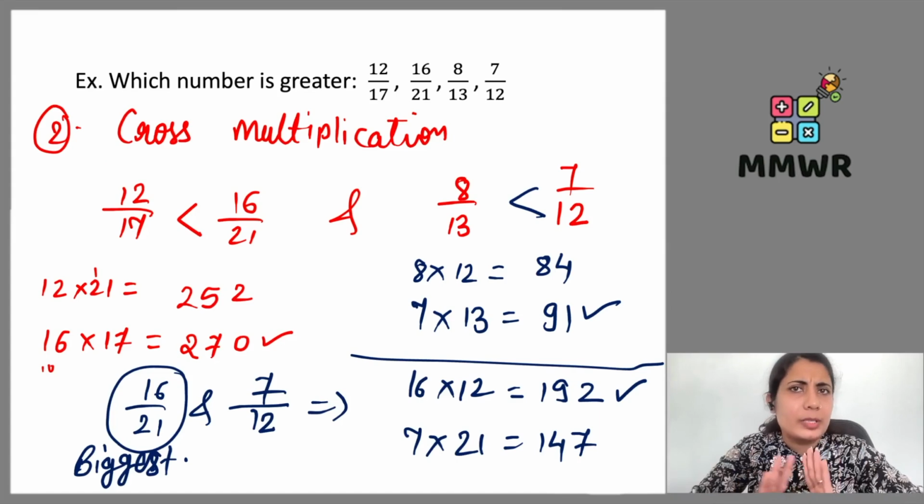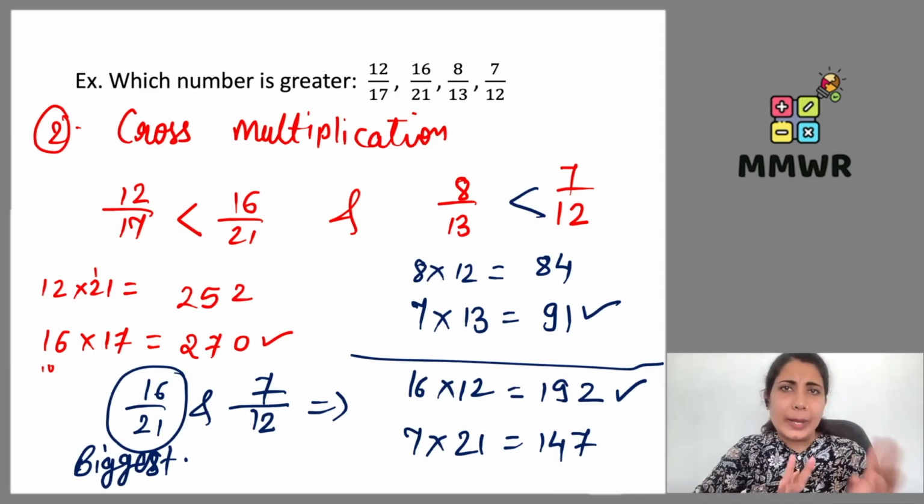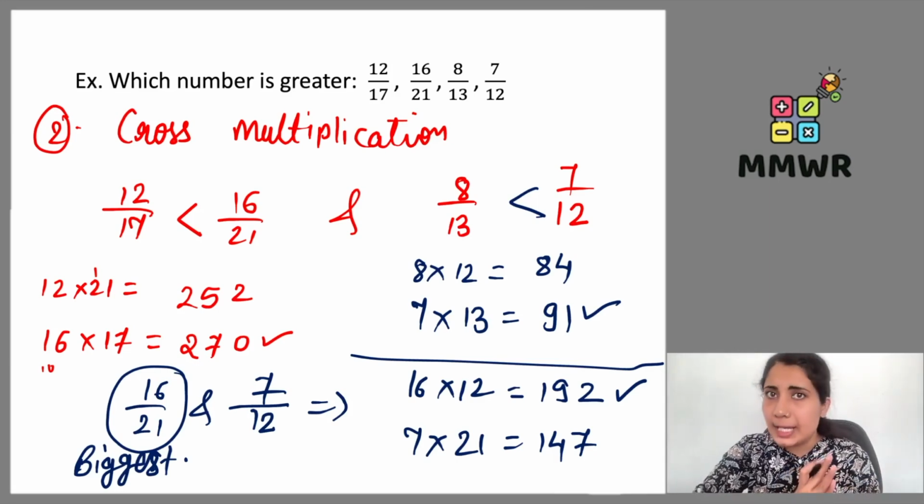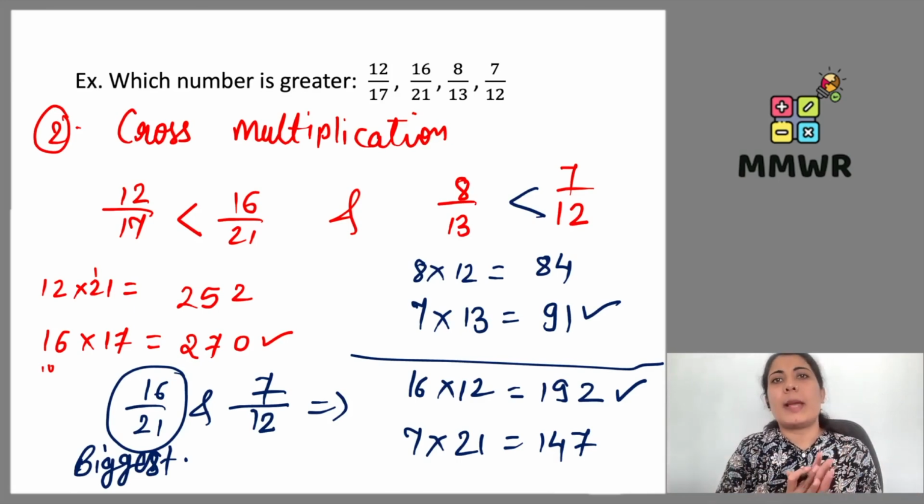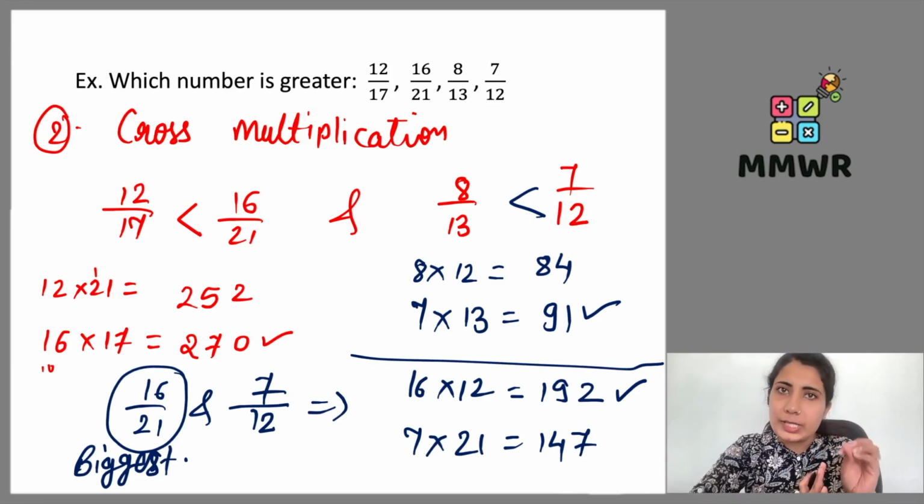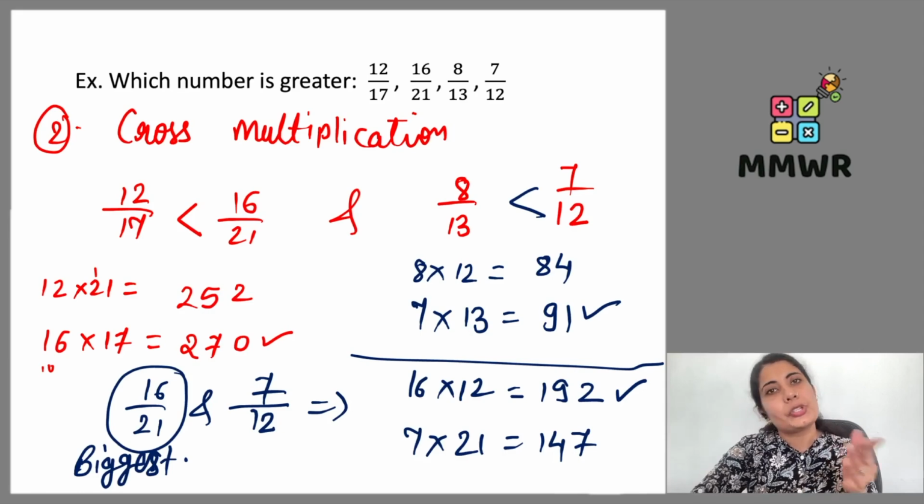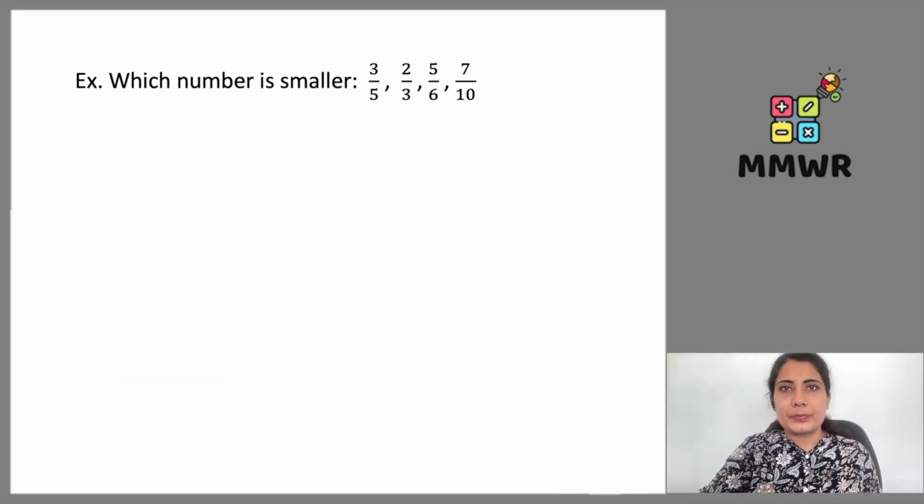The decimal method we will not be discussing because it's not easy to divide; the denominators are awkward. Here it will be very time-consuming if we take the help of making the denominator the same, or the other method, which is dividing, that means converting it into decimal format. That is why I would suggest you go with the cross multiplication method only, so that it will be very easy for us to do the comparison. Okay, let's move to the next example.